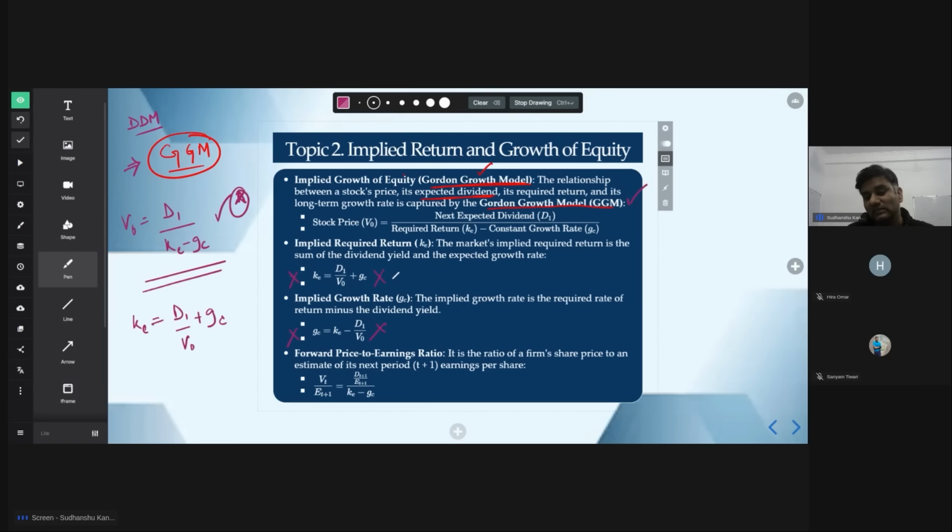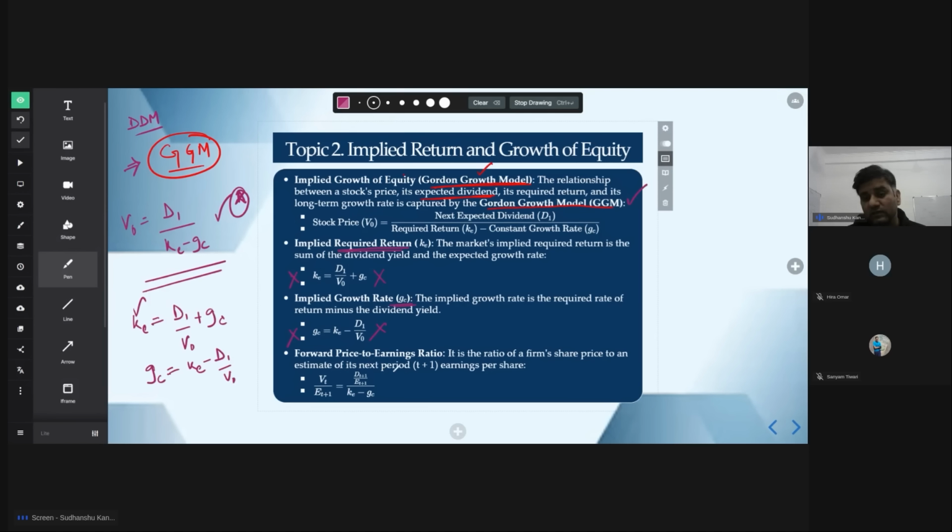These are put here because your syllabus has put them there. But the whole point is that if somebody tells you to calculate the implied required return, that is KE. If somebody tells you to calculate the growth rate, that is GC. That you can do on your own also.